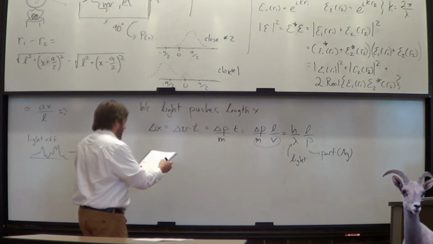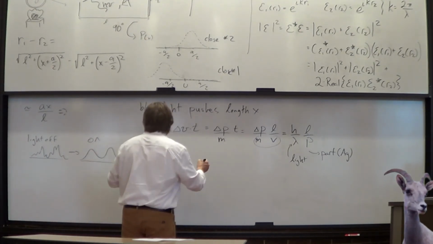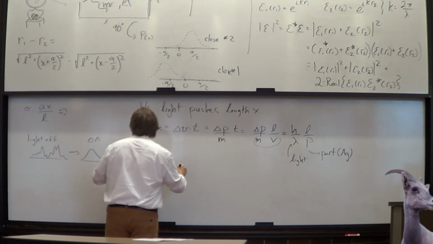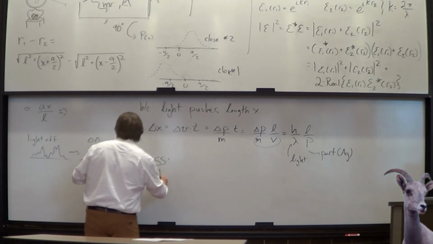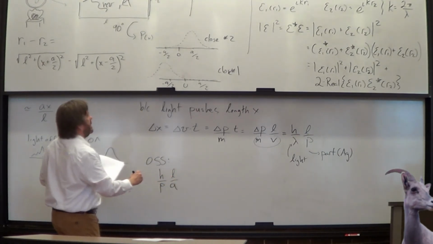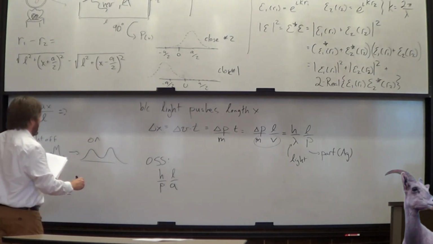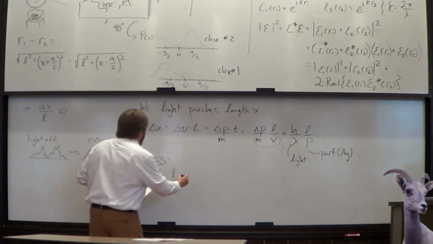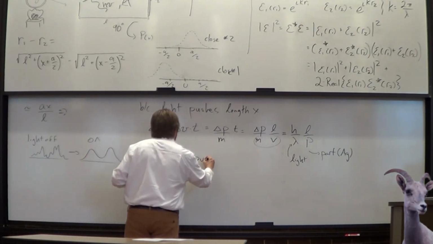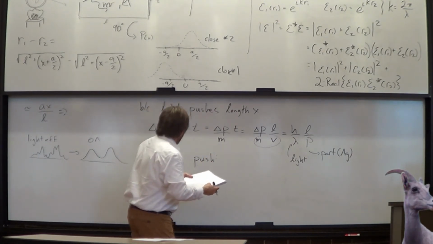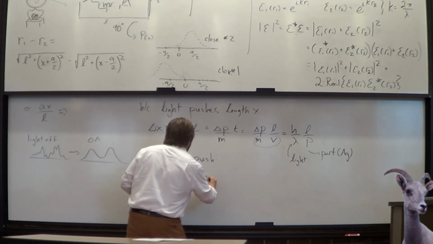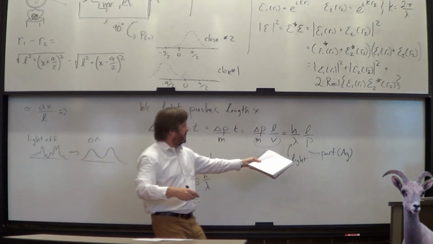Okay, now this is the push. Now let's look at the oscillation. The oscillation is h over p, L over a. So that's the oscillation, that's the cosine, right? And now here's the push. Okay, the push, I'm going to write this in reverse, so here's L over p and h over lambda. I just switched this.